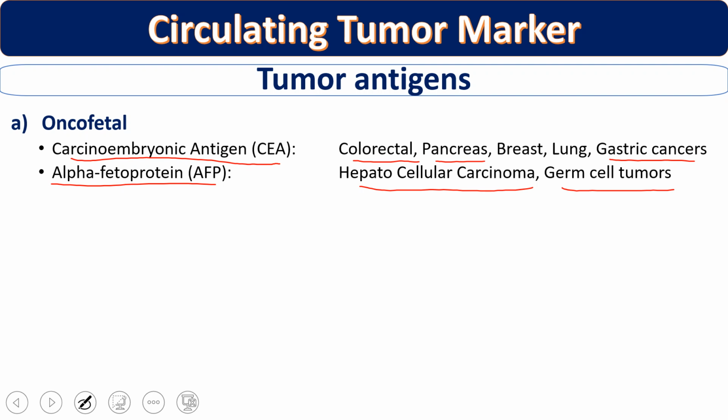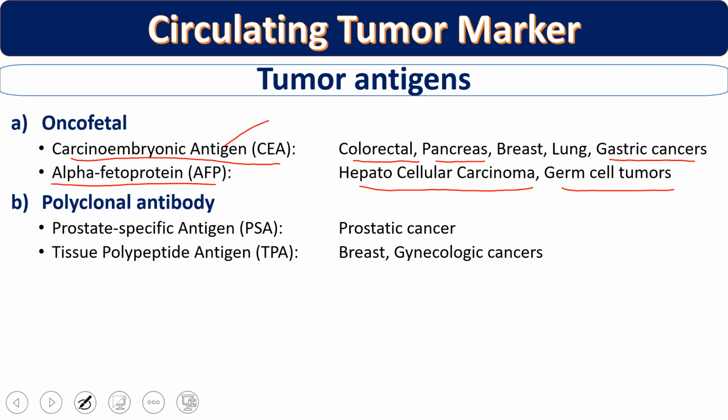The sample we take for CEA evaluation is blood, and the sample taken for alpha fetoprotein is also blood only. CEA helps us in the staging of the cancer, determination of prognosis, and monitoring of the treatments, whereas alpha fetoprotein normally helps us in the diagnosis and monitoring of the treatments.